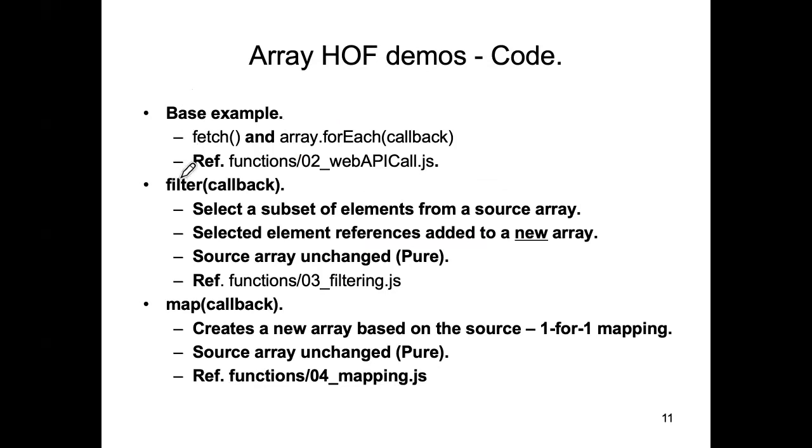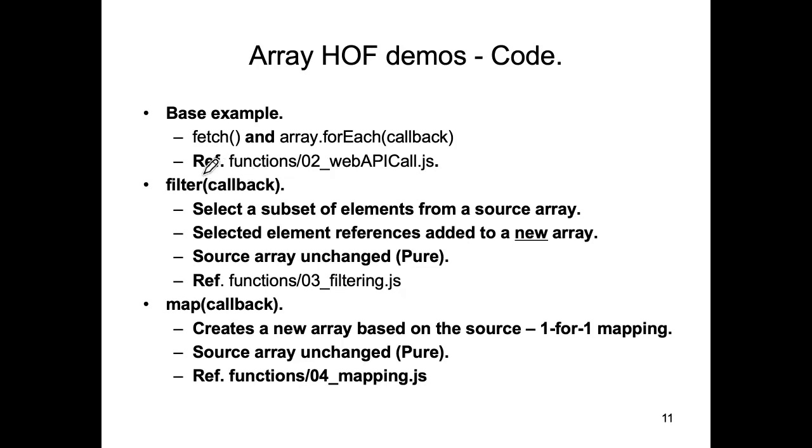The filter higher order function associated with an array also takes a callback, and that's its only argument, as it turns out. What the filter function does is it executes the callback for each element within the array. And the callback in this case is meant to return a Boolean, true or false. If it returns true, then the current array entry that's being processed is put into an output array.